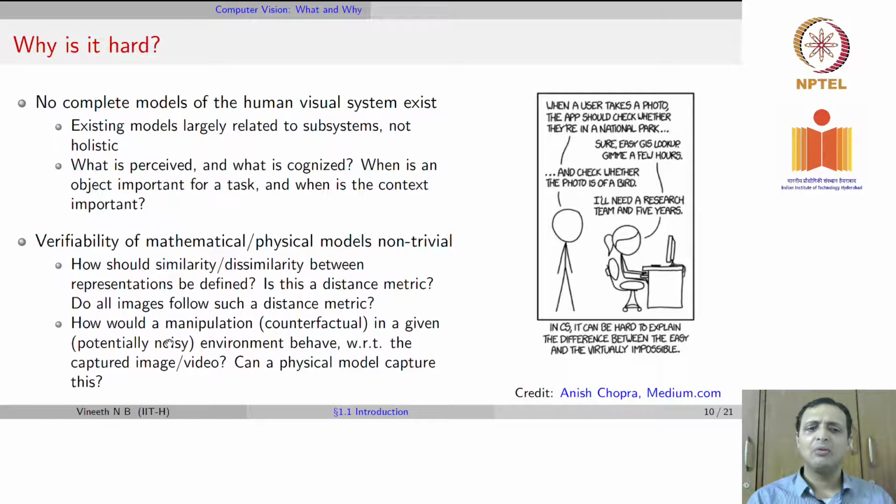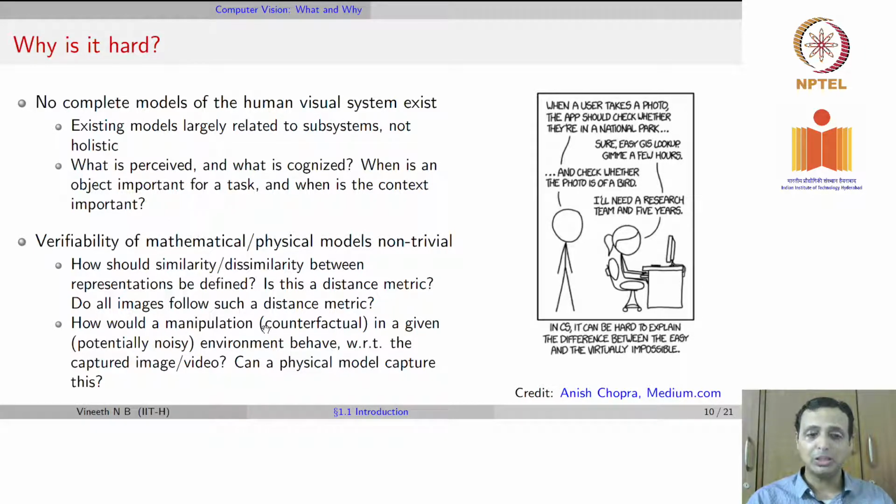Finally, consider what happens if you manipulated an image, what is typically called a counterfactual. A counterfactual is where you take an image and ask the question, what if a particular object in this image were changed? You had an image of the scene in front of you, and let's say instead of a laptop, you placed a table lamp there. How would the scene look, and what would change in your perception of that image? Those are called counterfactuals.